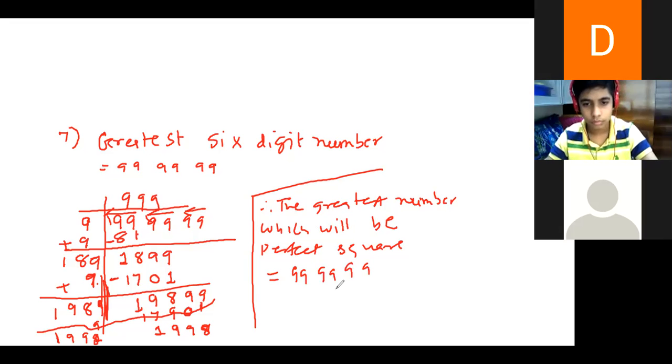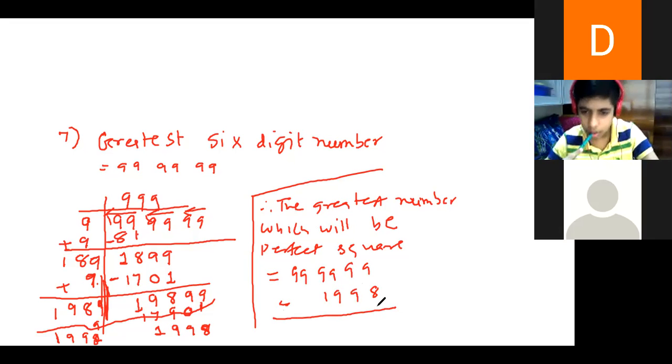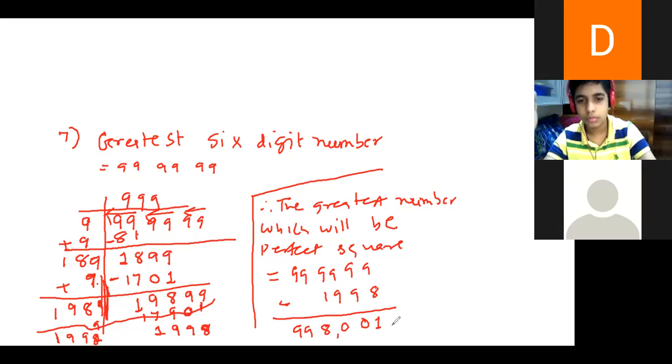So 999999 minus 1998 is 998001. Okay, correct. So hence our required number is this one, 998001, and its perfect square root is 999. Clear? Yes, sir.